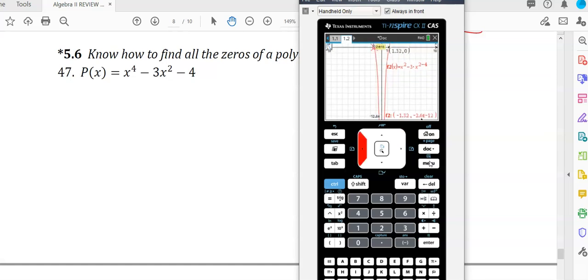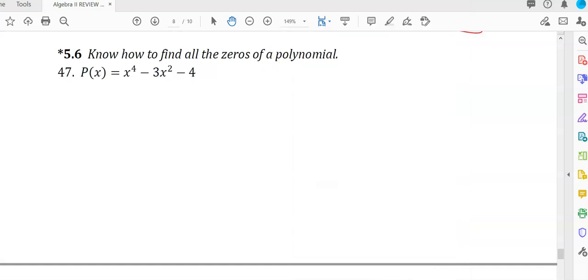1.32, negative 1.32. I don't love those answers. Those don't seem rational to me. Let me just kind of see something. If I hit plus sign, yeah, those are not rational. So there are no rational zeros for this one.